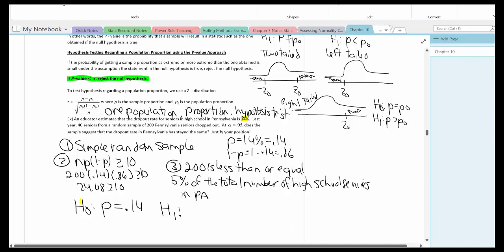Well, it stayed the same. That seems to be the key. So it looks like in this particular case, the alternative hypothesis would be P does not equal 0.14. Okay, now that we've written out the null and the alternative hypotheses, it's time to show how to put this in the calculator. So let's do that now.